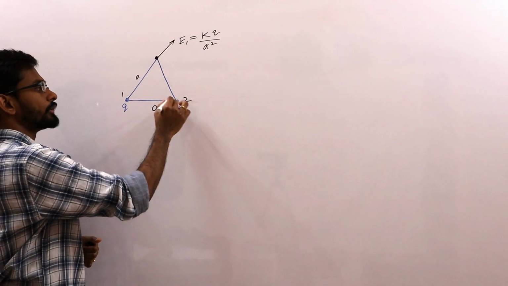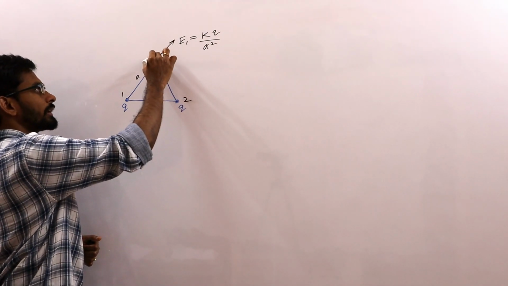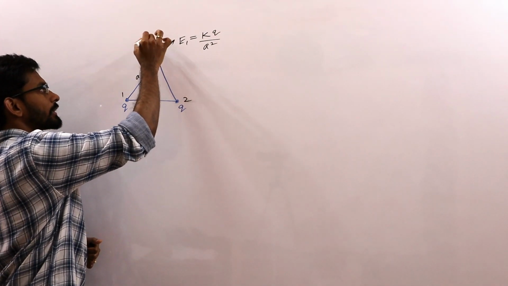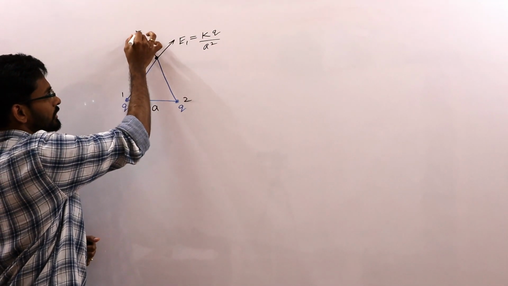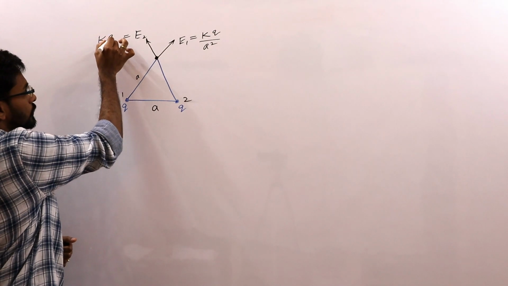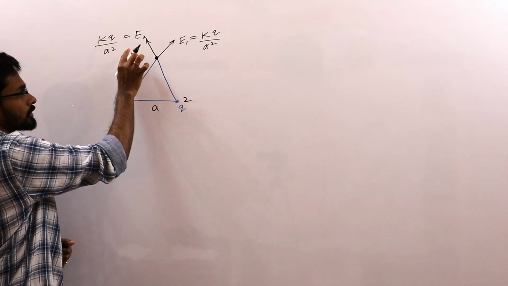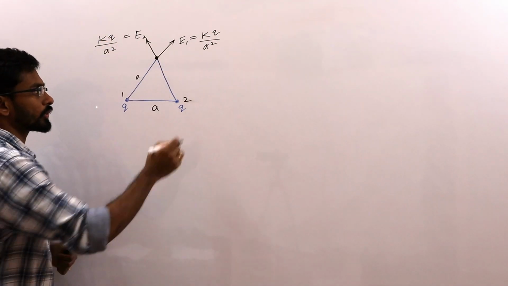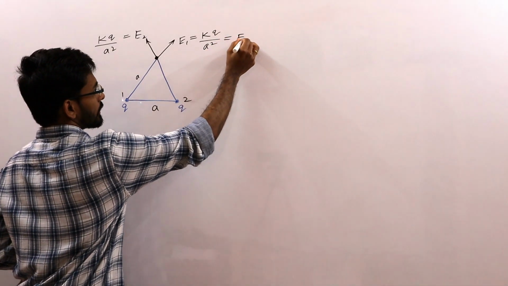Now similarly, due to this charge, the electric field will be radially outwards again. It will be in this direction. So it is E2 and the E2 value is equal to K into Q by A square. As both values are equal, let us say both are equal to E, denoted by E.